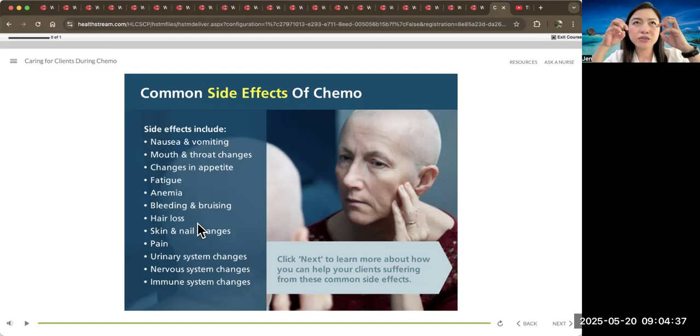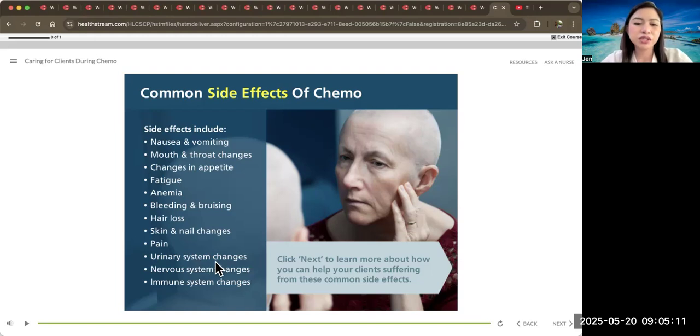Skin and nail changes. Some of my patients take oral chemotherapy agents at home, and the side effect is having their nails turn blue. So that's one of the common side effects. Pain, yes, body pain, body weakness. Urinary system changes: there's a drug that makes urine red during infusion and the day after infusion, and then it turns to a normal color a few days after.